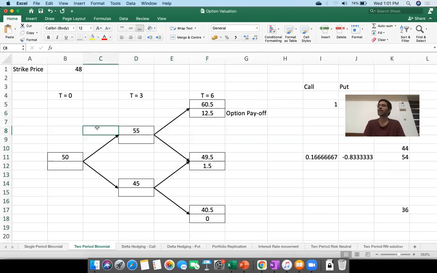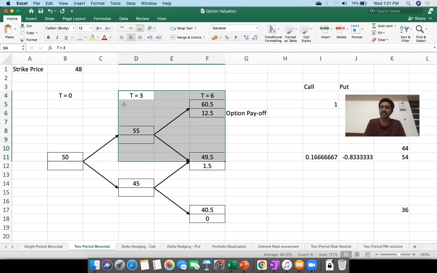How am I going to do that? If you look at just what I've highlighted over here, this is nothing but a single period binomial model, because the current share price at t equal to 3 is 55. From 55, it can go up either to 60.5 or it can fall down to 49.5. This is nothing but a single period binomial, right?